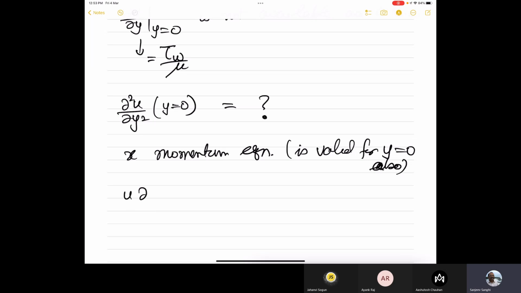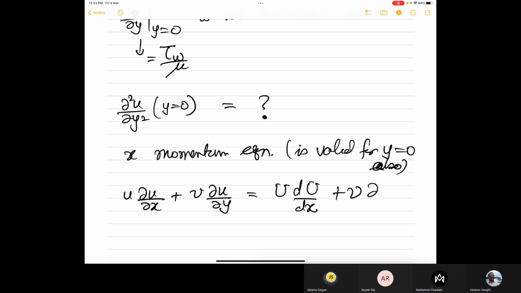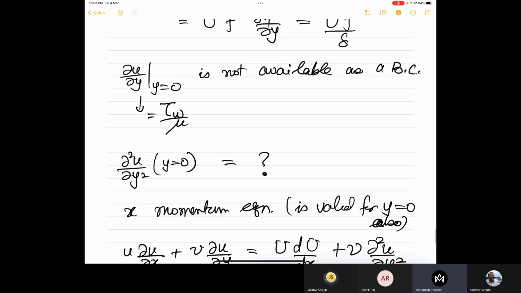Now, what is the x momentum equation? u du by dx plus v du by dy is equal to capital U dU by dx plus nu d2u by dy square.